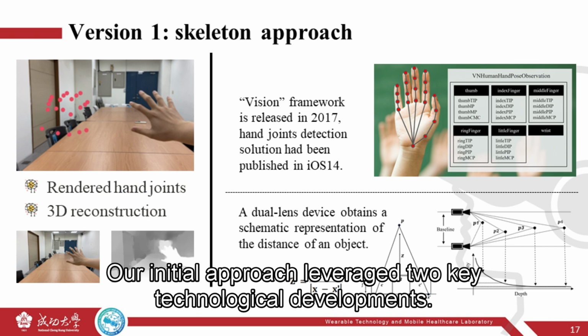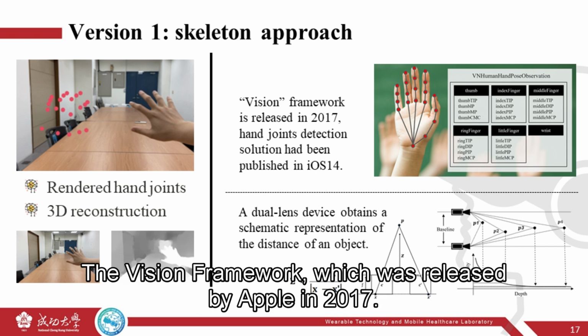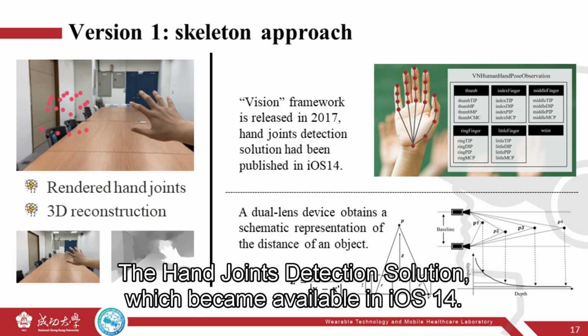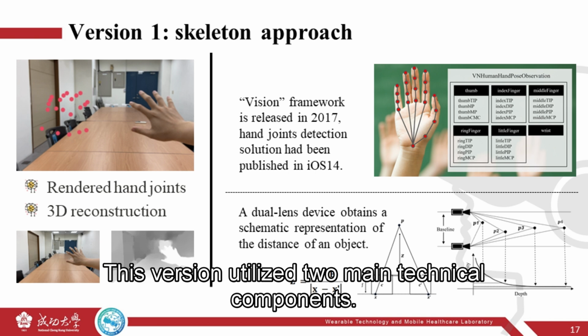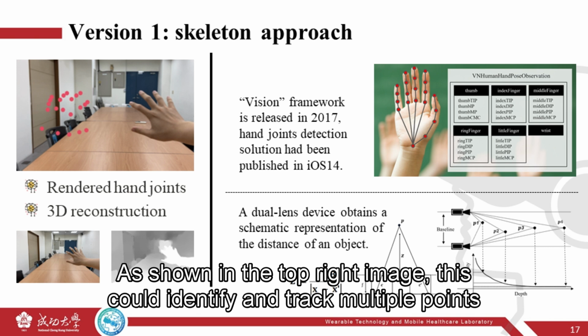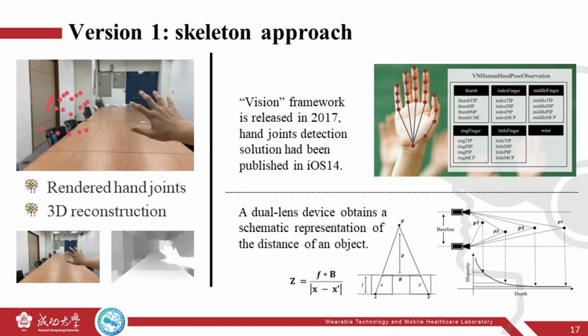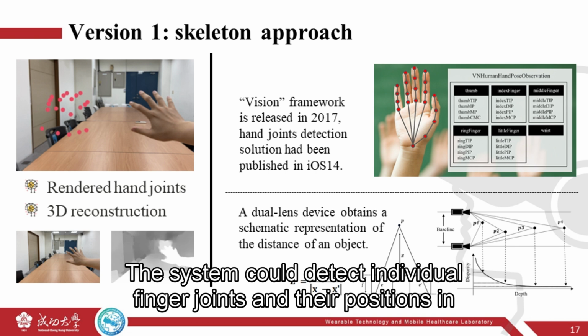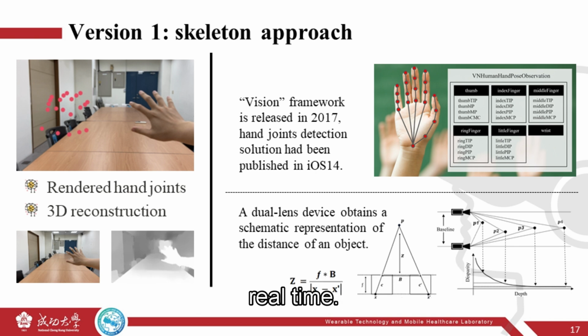Our initial approach leveraged 2 key technological developments. The Vision framework, which was released by Apple in 2017. The hand joints detection solution, which became available in iOS 14. This version utilized 2 main technical components. Rendered hand joints tracking. As shown in the top right image, this could identify and track multiple points on the hand. The system could detect individual finger joints and their positions in real time.